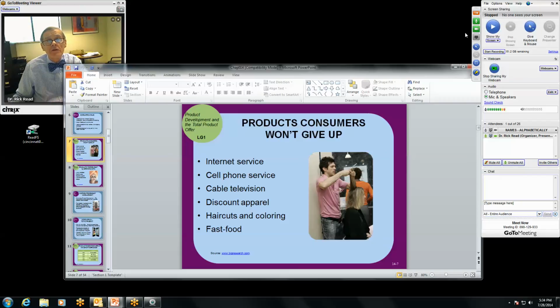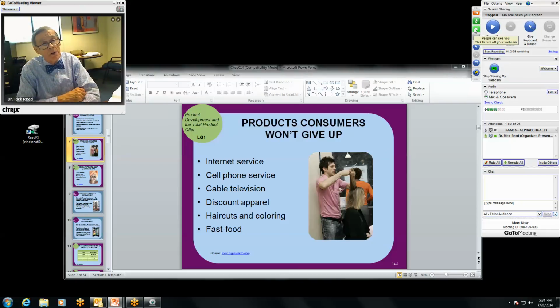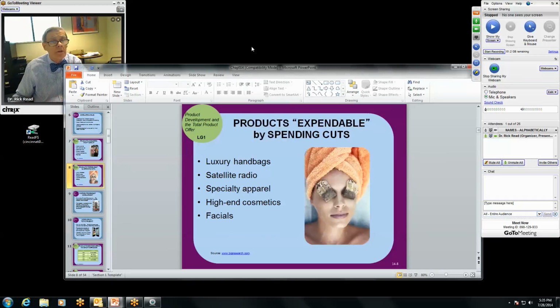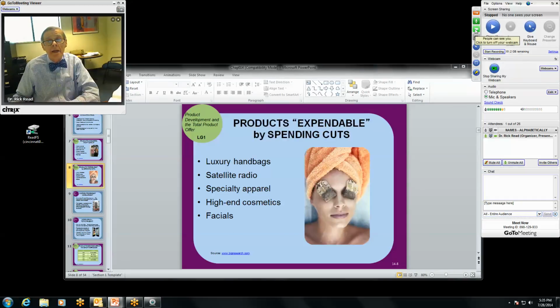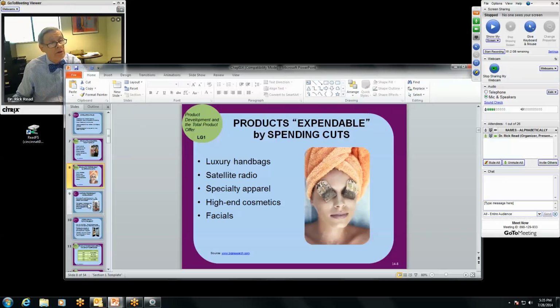Now, this interesting slide here just shows products that consumers won't give up. And I'm not going to make heads or tails out of this. It's just here for you to see. Interesting, maybe not interesting, and we'll just go on from there. And then these are products that are considered to be expendable: satellite radio, high-end cosmetics, and things of that nature. Again, not something I want to make a lot of heads or tails about.